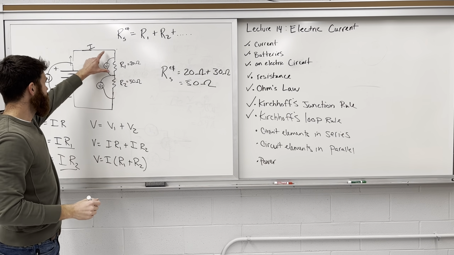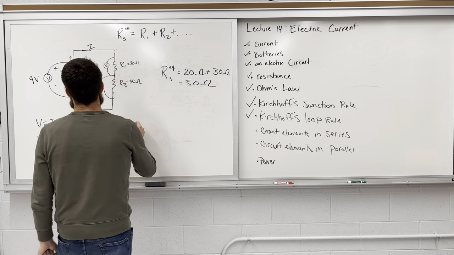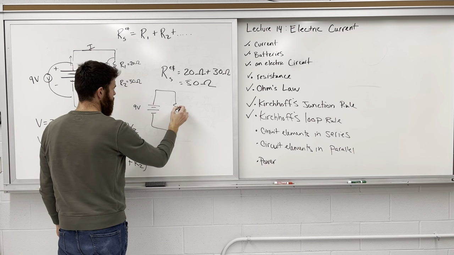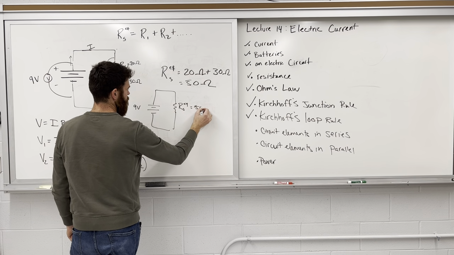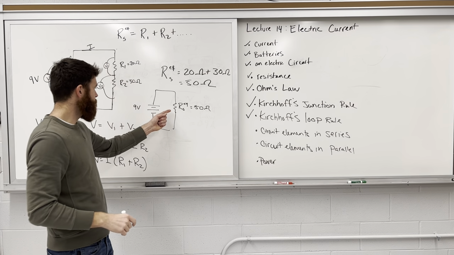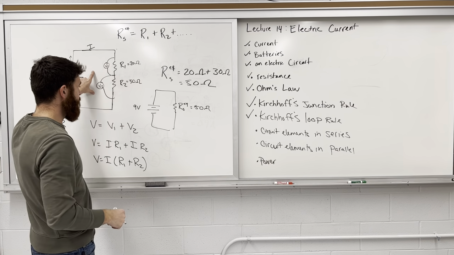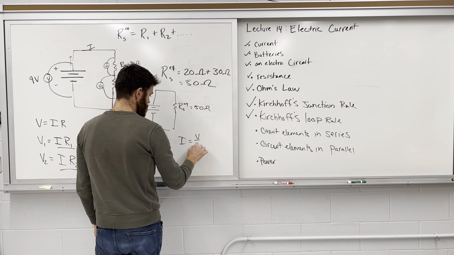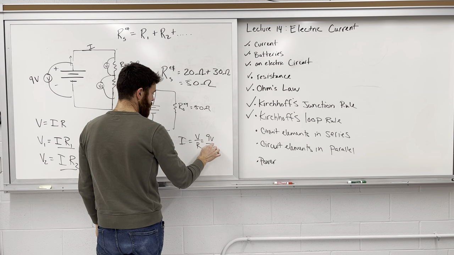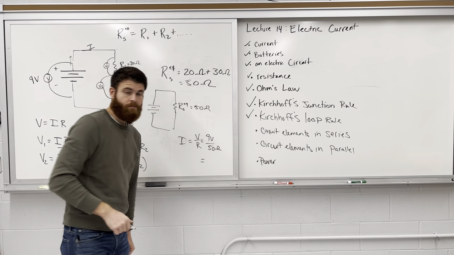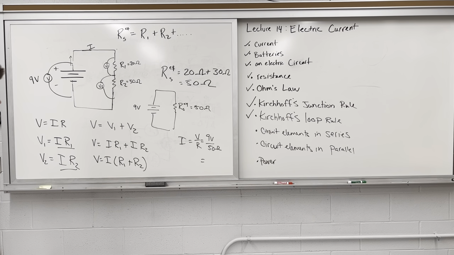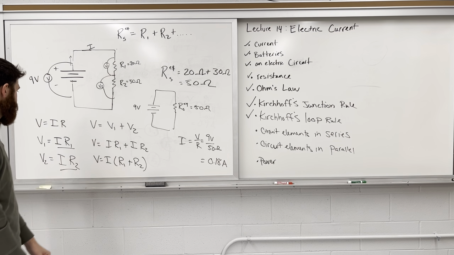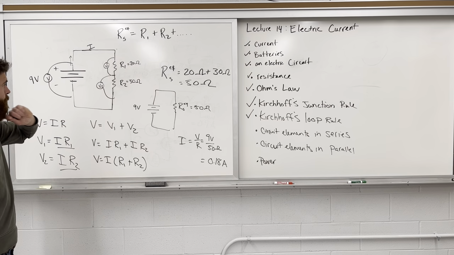And so because now we have the equivalent resistance, we can almost imagine this as a circuit with a 9-volt battery with one resistor that has a resistance of 50 ohms. So this circuit would behave the same as this circuit, have the same current. If we calculate that current, current equals V over R. In this case, it's 9 volts over the equivalent resistance, 50 ohms. And so we find that this circuit has a current of 0.18 amps. And so that's the current flowing through the circuit.